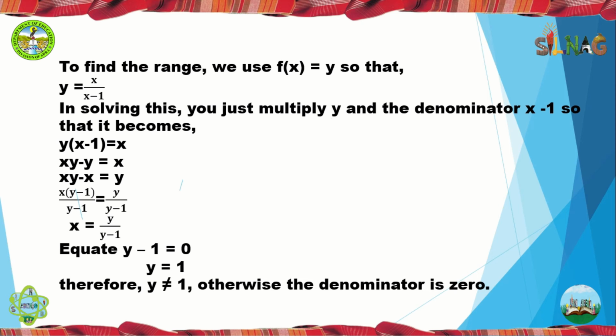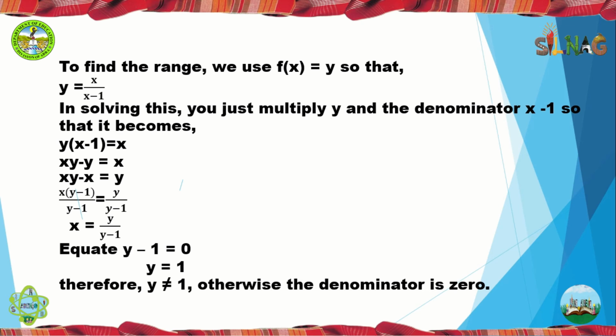Then we transpose x at the left and we transpose -y at the right. So we have now xy minus x is equal to y. Then we apply common factoring at the left side. The common factor is x. Xy divided by x is y. Negative x divided by x is -1, is equal to y.